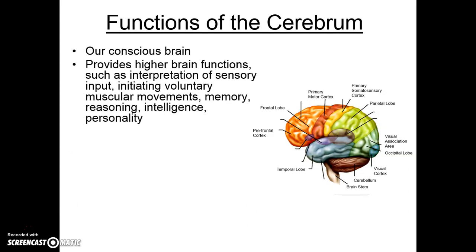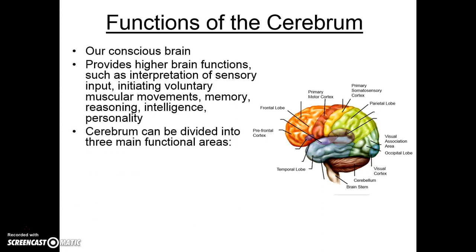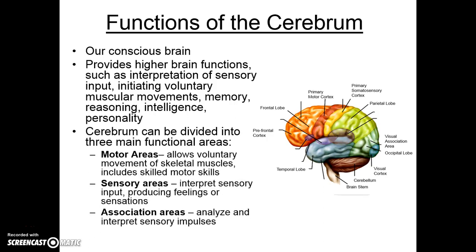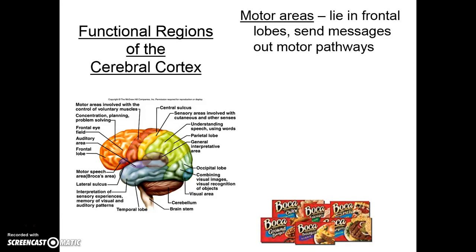So, all of our higher functioning happens in our cerebrum: initiating muscle movement, our memory, our reasoning, intelligence, personality, everything that makes us human, really. And so there are 3 functional areas in the brain. We have motor areas that are involved with initiating muscle movement, sensory areas that take incoming information in from our senses, and then, as I mentioned before, these association areas that help us analyze or interpret impulses from our world.